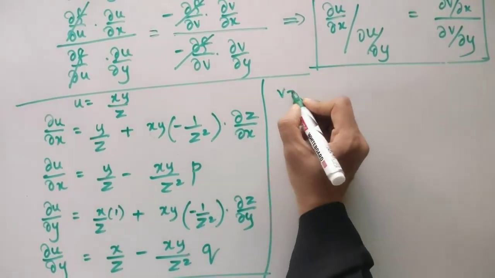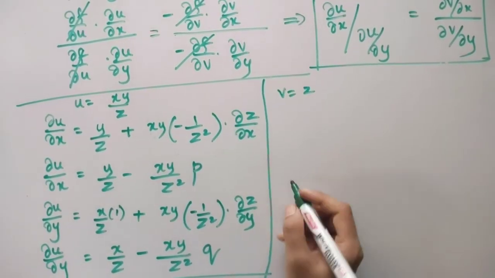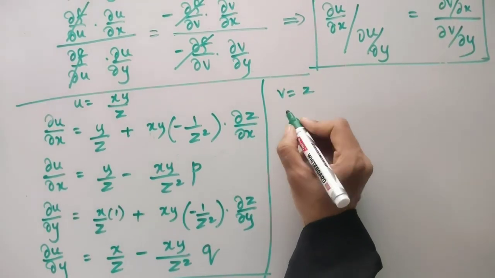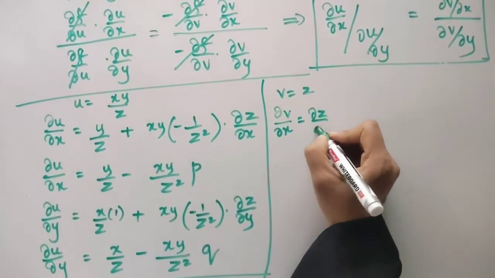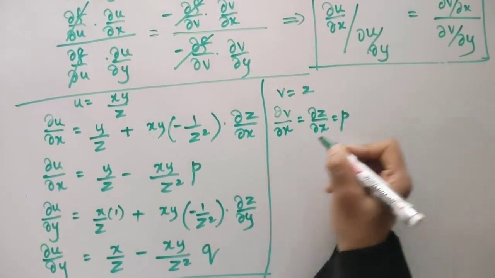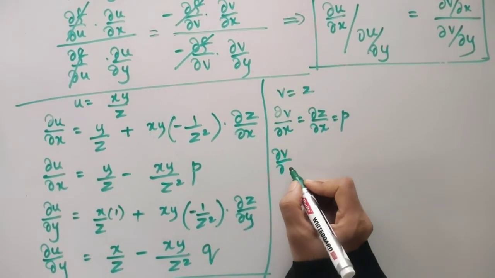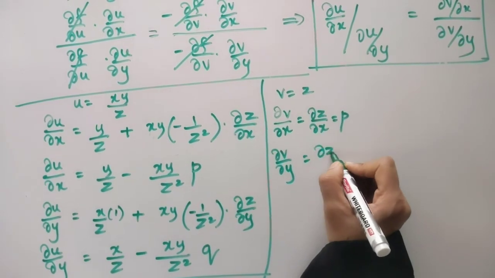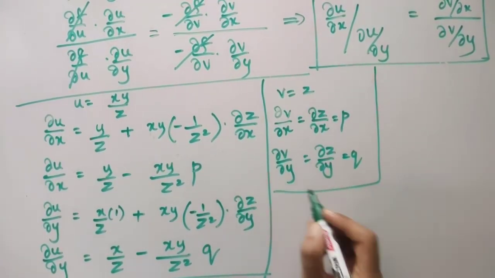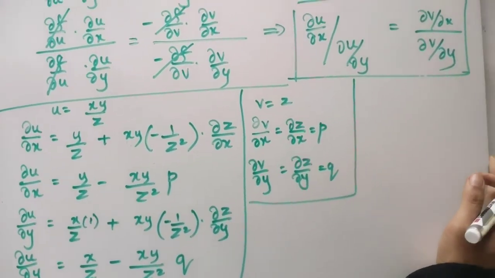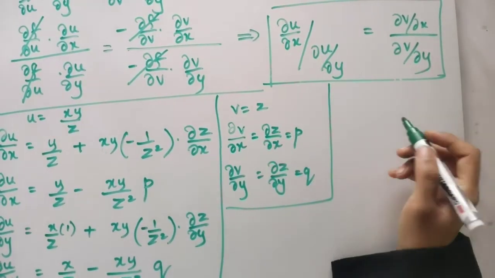Your v is z. Just go back and see. v is z. So what is ∂v/∂x? It is ∂z/∂x, which is p. What is ∂v/∂y? It is ∂z/∂y, and that is q. So you have found even this. Now all you have to do is just substitute in these parts.